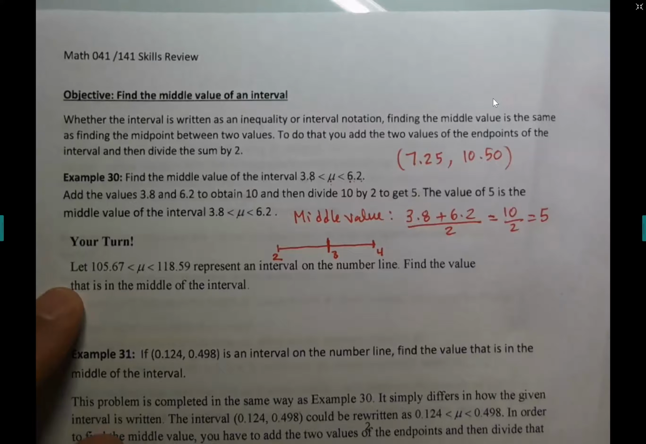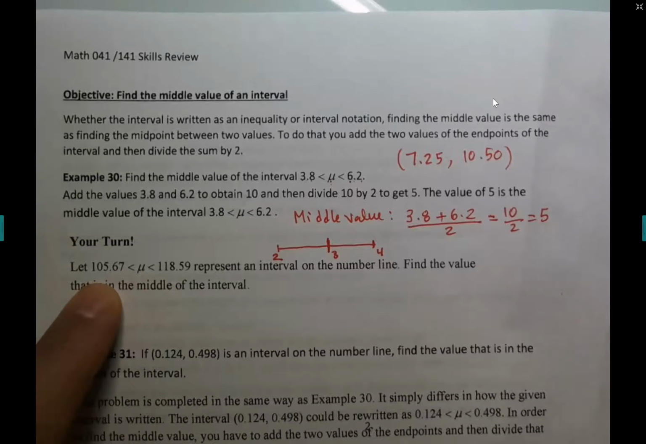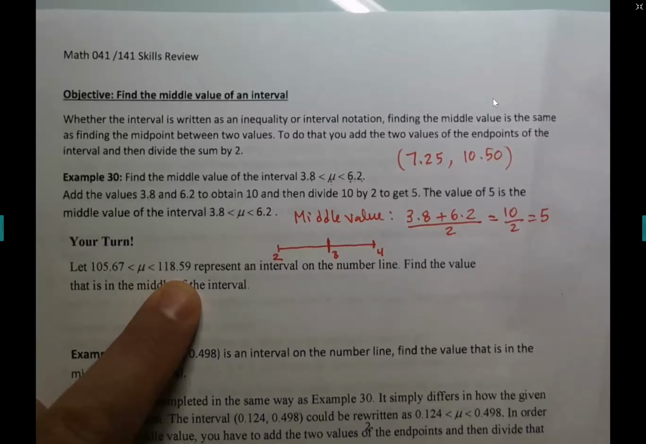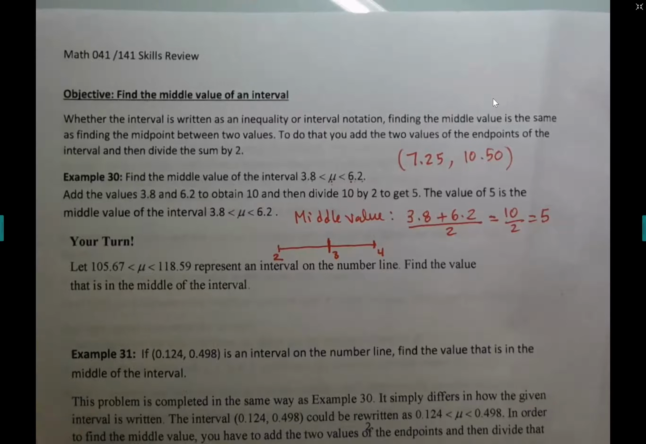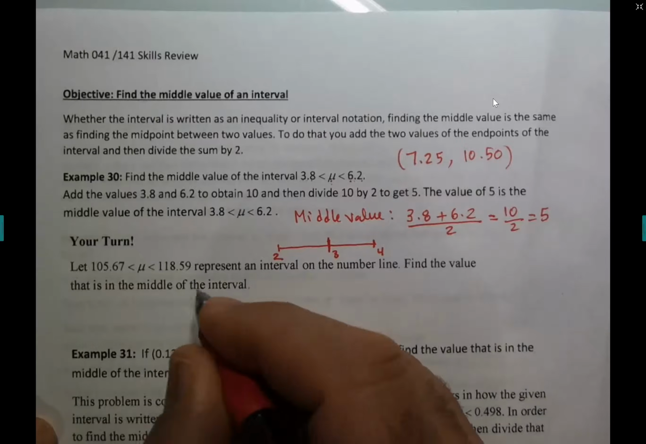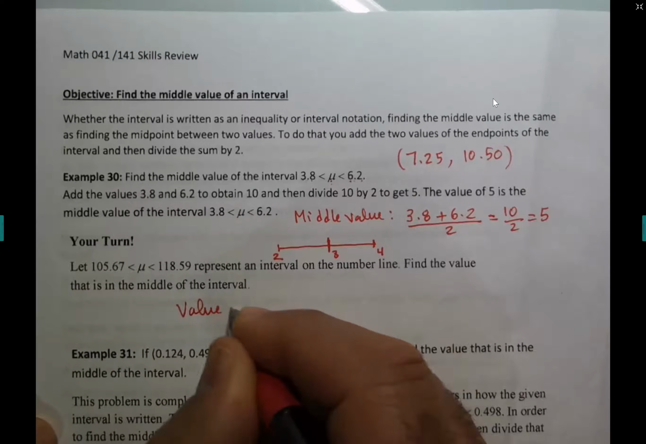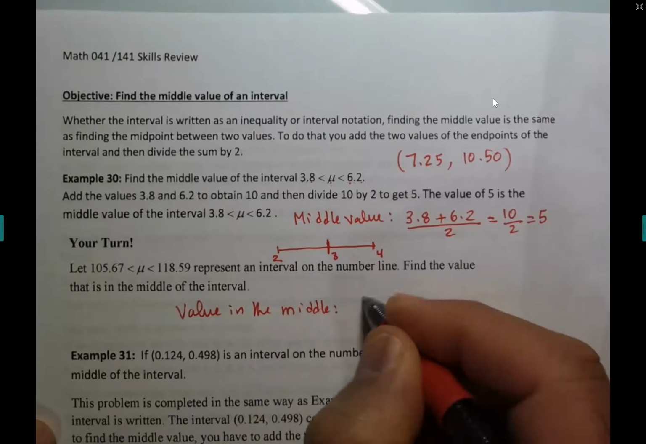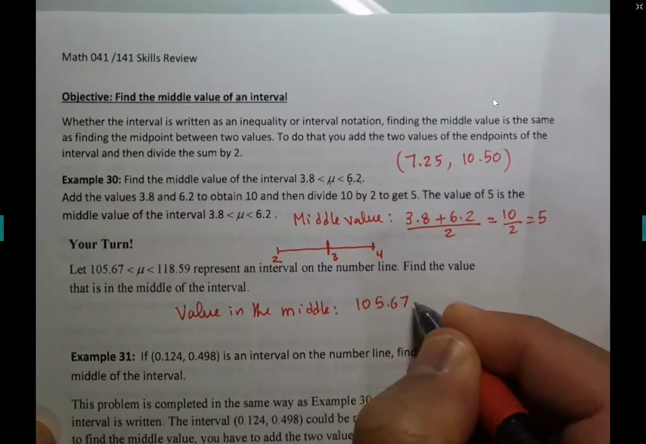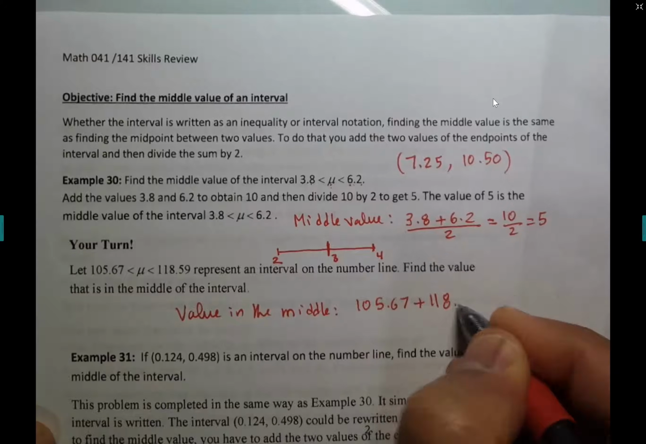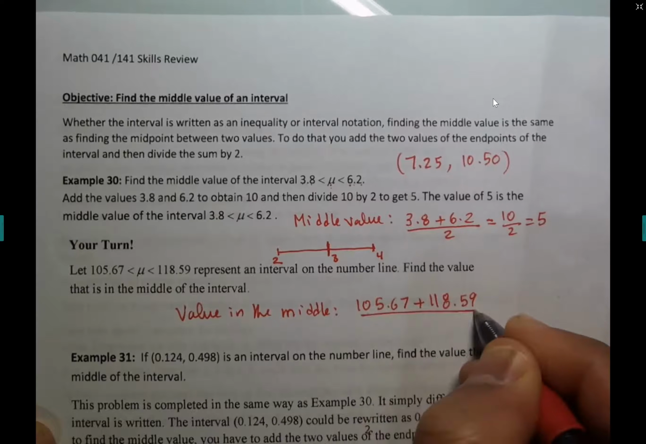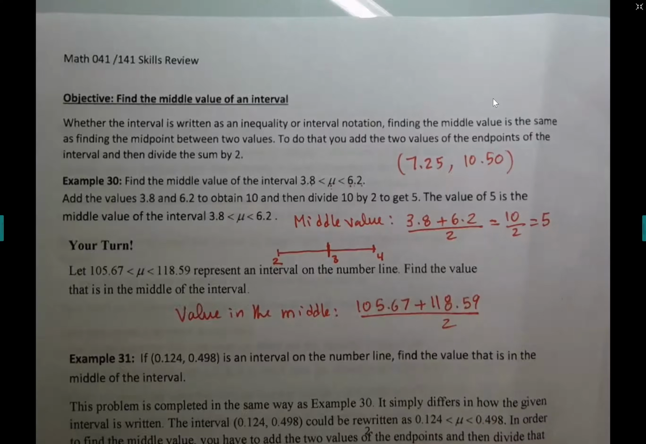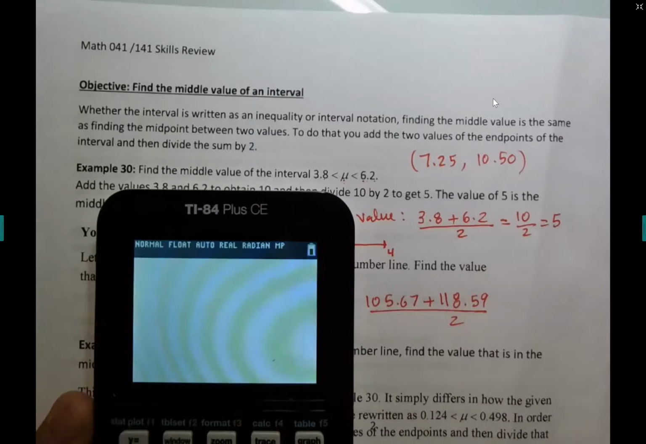Your turn. Let the mean be between 105.67 and 118.59. Represent an interval in the number line. What's the value that is in the middle of the interval? So the value in the middle will be, guys, 105.67 plus 118.59 divided by 2. And be careful when you use your calculator, you must use parentheses, or you can do the top first alone. But if you want to do it all at once, you must use parentheses, guys, first.